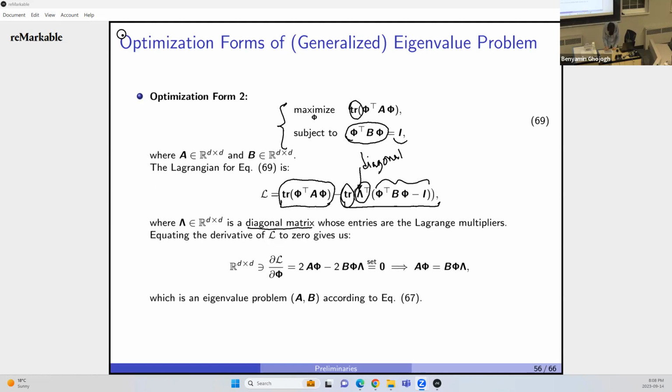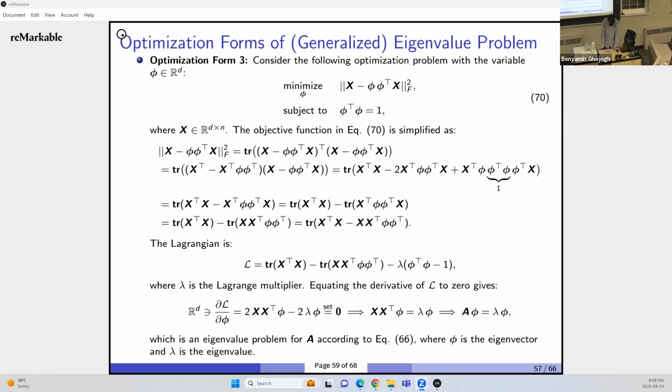Okay, so it's a diagonal matrix. And then you take the derivative, set it to 0. If you do that using the technique, you will end up with this. What is this? Again, generalized eigenvalue problem. But this time I have several eigenvectors. Phi is a matrix of eigenvectors, right? Therefore, when we have this, the optimization variable is matrix phi, and the solution is the matrix of eigenvectors of the generalized eigenvalue problem A and B. Okay?